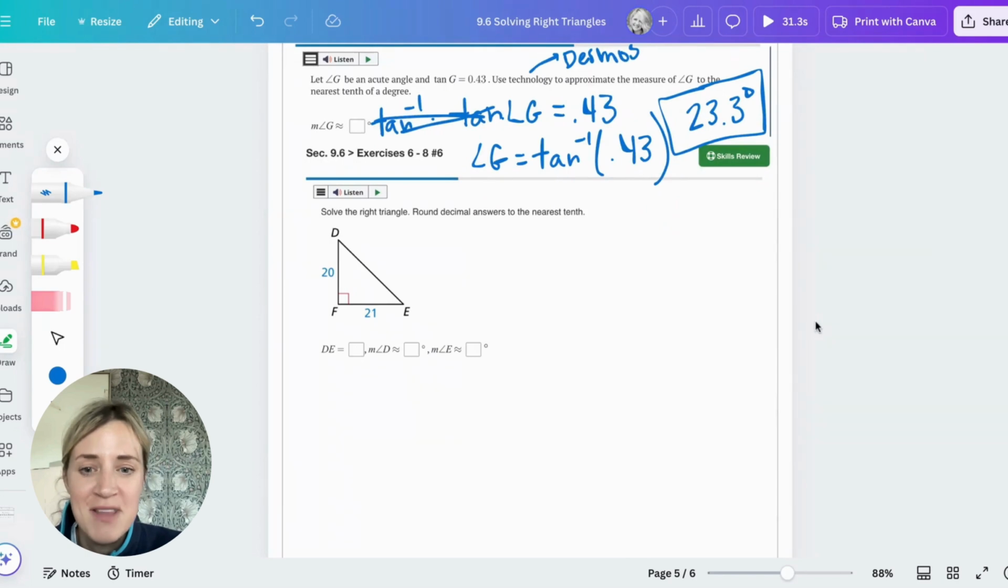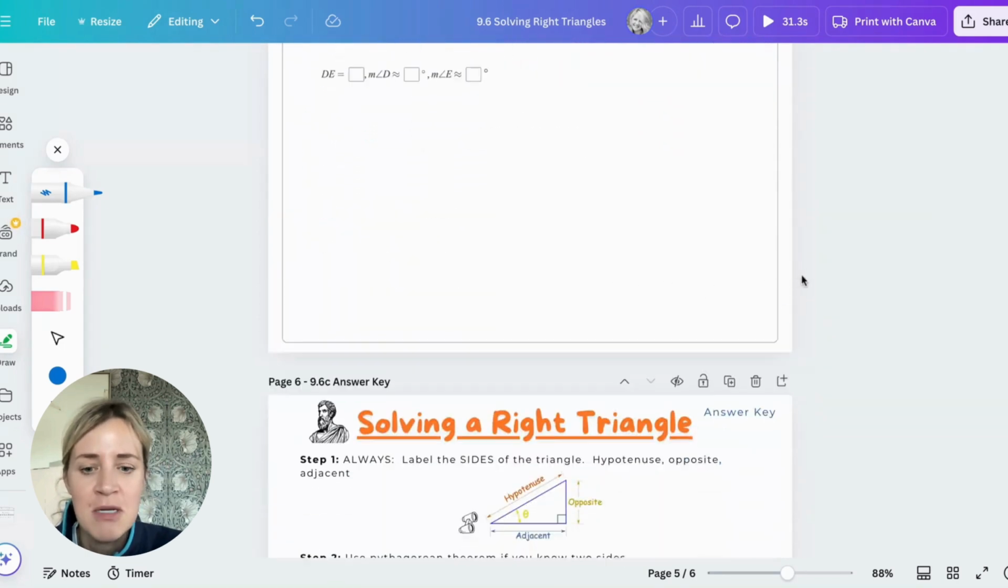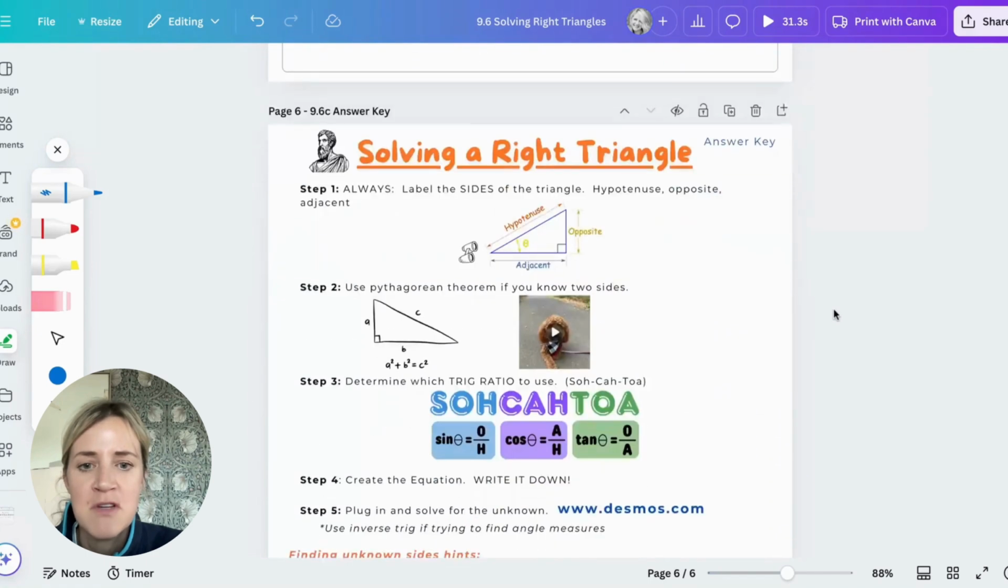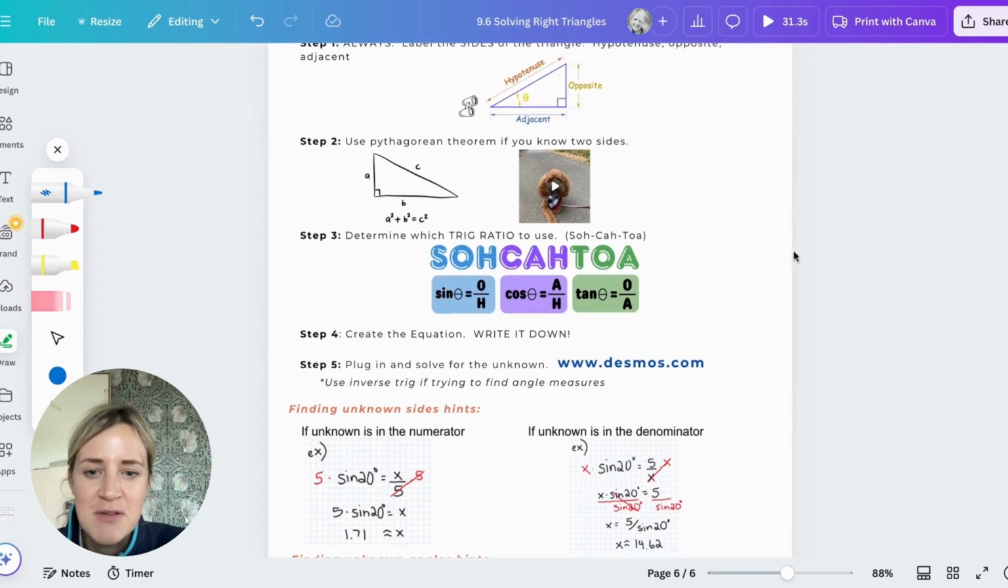We are going to solve this problem. We're going to take everything we know. Before I do that, I'm going to go through our little cheat sheet of what we know for solving a right triangle again. Step 1: label the sides of the triangle, hypotenuse, opposite, and adjacent, according to those binoculars. Do you guys remember this? It hasn't been that long, has it? Step 2: use Pythagorean theorem if you know two sides. You can only use Pythagorean theorem for right triangles. Use it if you can. You might not be able to, but use it if you can.